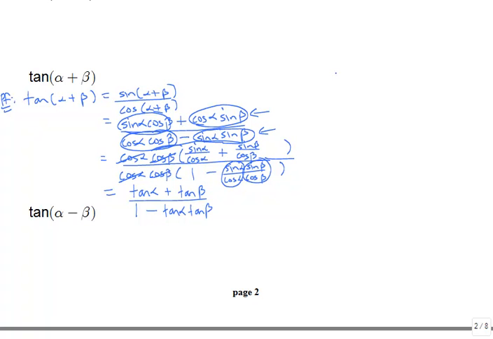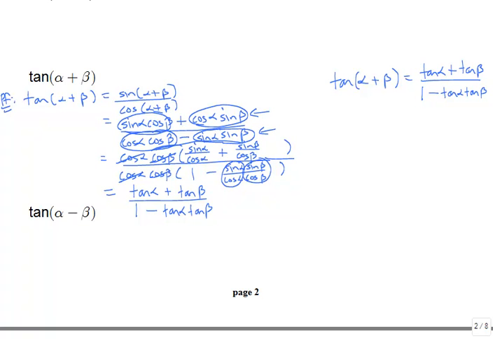So what we have just proven is that tangent of alpha plus beta is tangent alpha plus tangent beta, over... So that's kind of like if you were just distributing the tangent right across, but there's a denominator. On the bottom you have 1 minus tangent alpha, tangent beta.